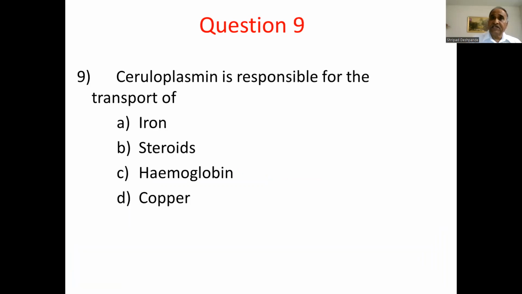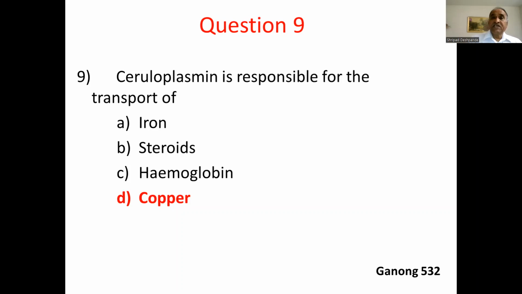Going on to the next question, question number 9. Ceruloplasmin is responsible for the transport of: A, iron; B, steroids; C, hemoglobin; D, copper. Ceruloplasmin is a plasma protein which carries copper. So the answer to this question is D, copper, Ganong page 532.